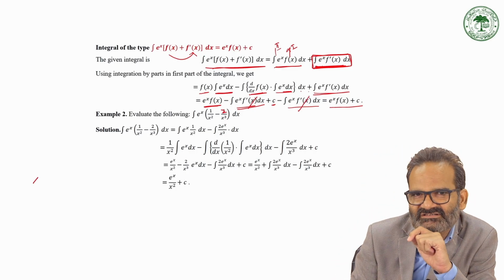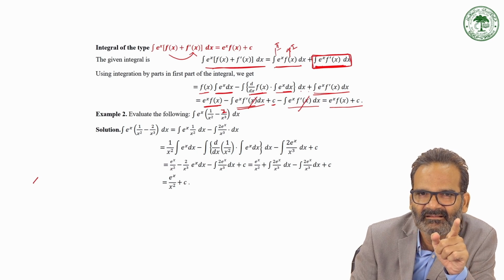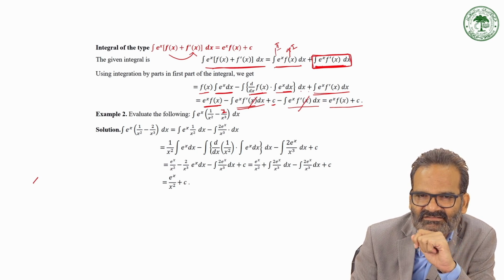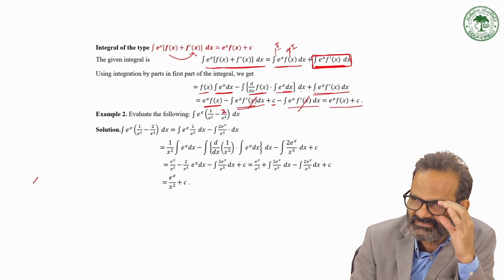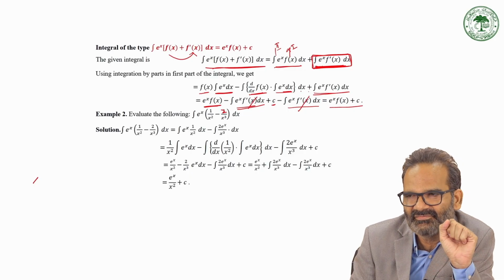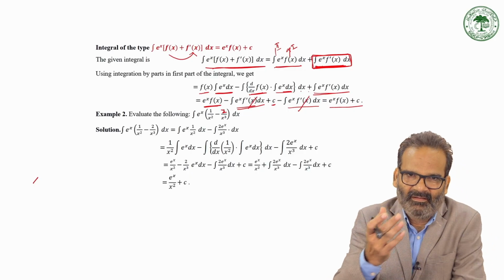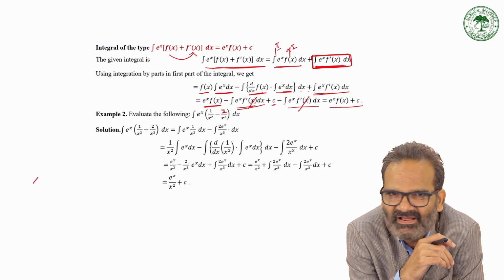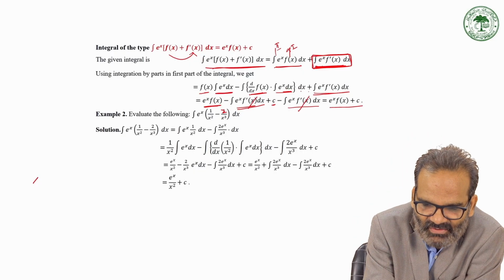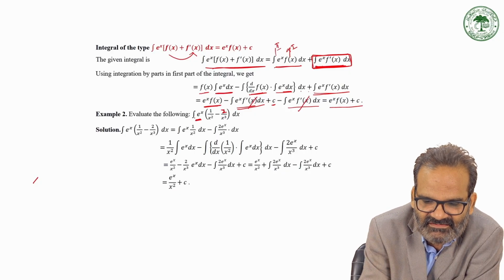If we use integration by parts here, e raised to power x as the second function, and 1 upon x square minus 2 upon x cube, being algebraic, should be taken as the first function, you will get the answer, but the calculations are very difficult. So what will we do? This is the only way out which we can use. The reason is that the function also contains e raised to power x.